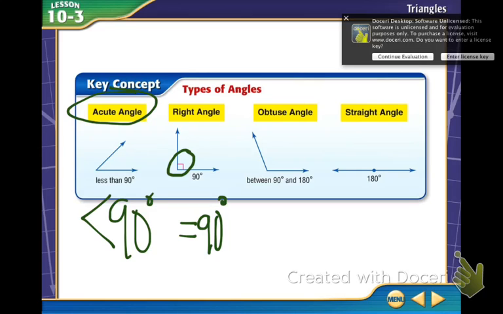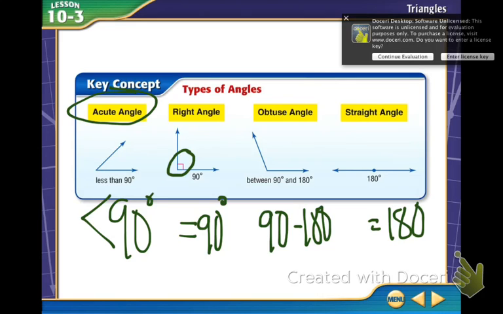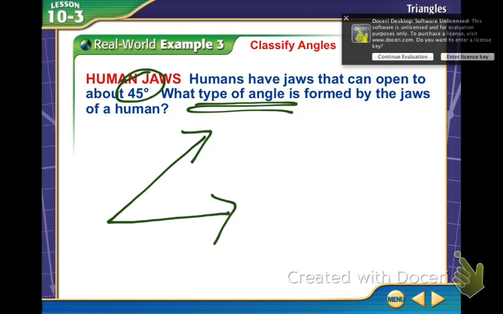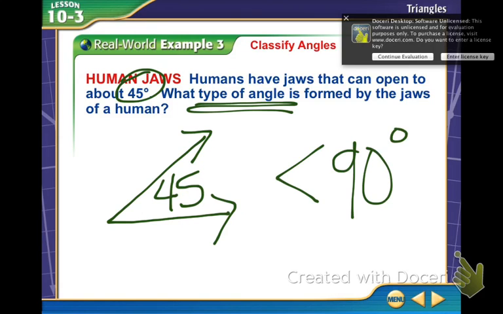Obtuse lies between 90 degrees and 180, where a straight angle is exactly equal to 180 degrees. So humans have jaws that can open to about 45 degrees. What type of angle is that? Well, 45 degrees would look something like this. And we see that is less than 90 degrees. So this is an acute angle.